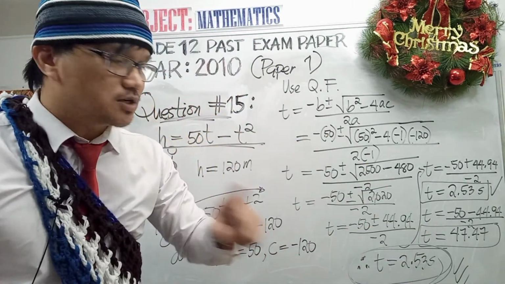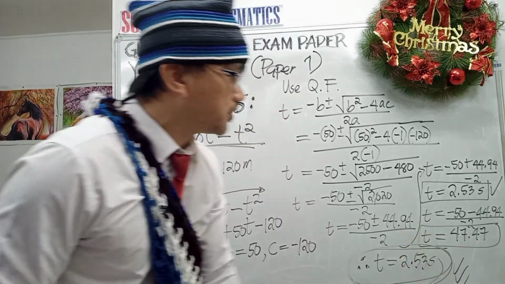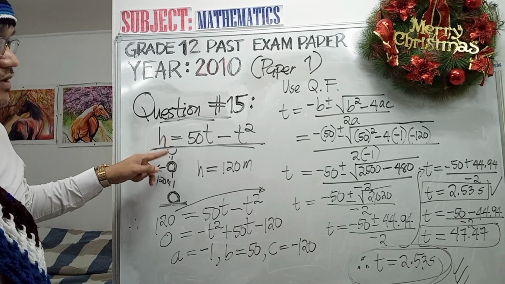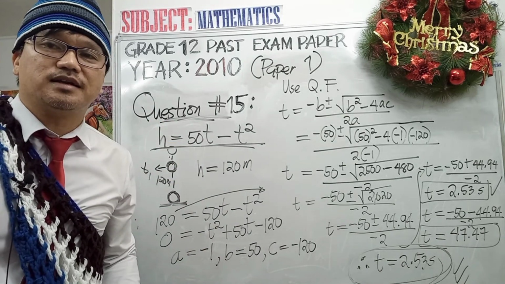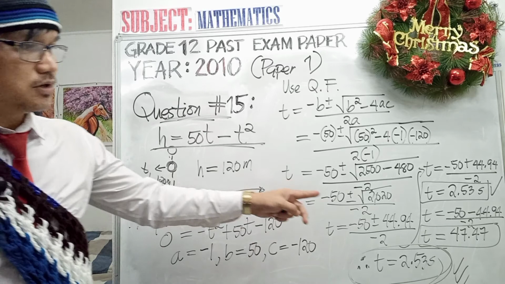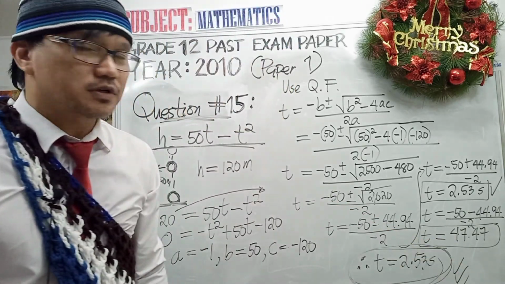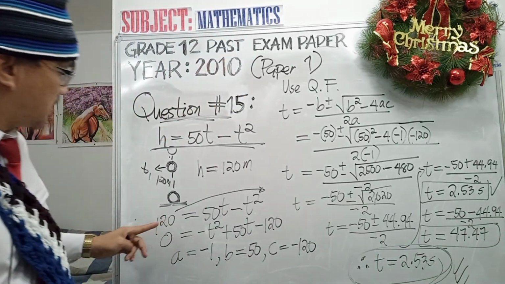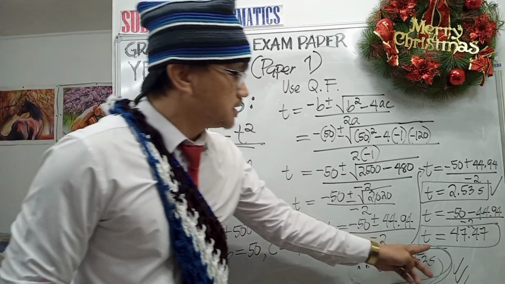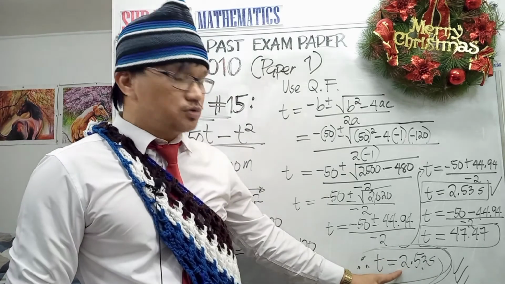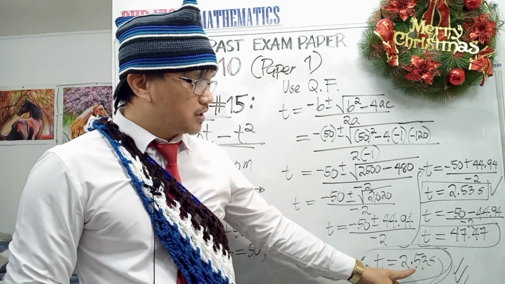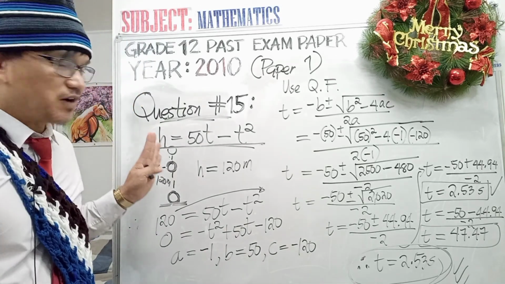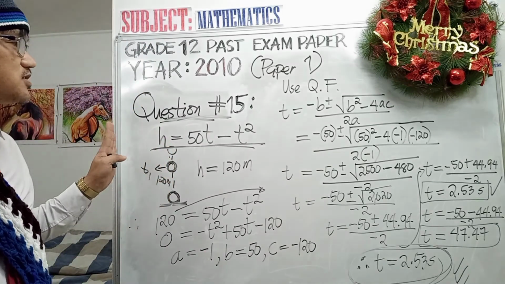Then you might ask the question, what about the 47.47? That 47.47 is the time to reach the maximum height. So it took 47.47 seconds to reach the maximum height. But to reach 120 meters, the time it took is 2.53 seconds. Okay? So I'll give you 5 seconds to have a look at question number 15.